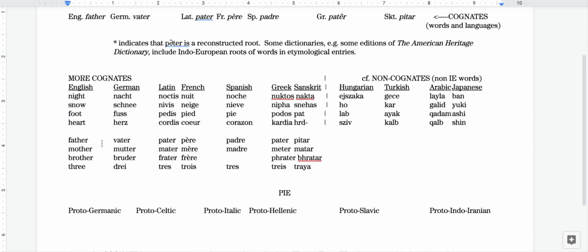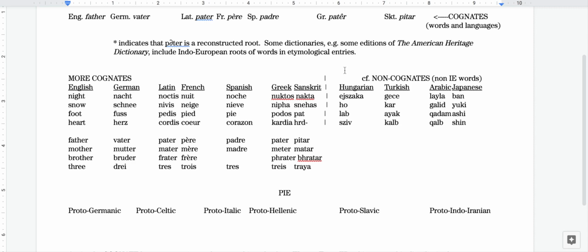And so notice that all these over here on the left are words that are part of Indo-European languages: English and German and Latin and French and Spanish and Greek and Sanskrit and so forth. And so you can see how similar they look. Like night, nacht, noctus, nuit, noche, nuptas, nocta. So they all look similar enough that you can see that they come from the same origin.